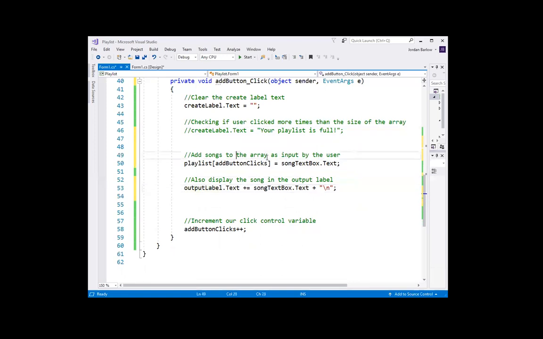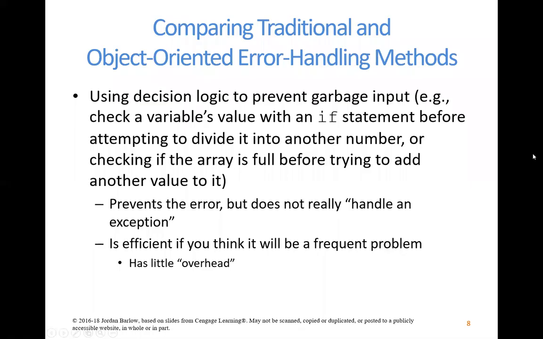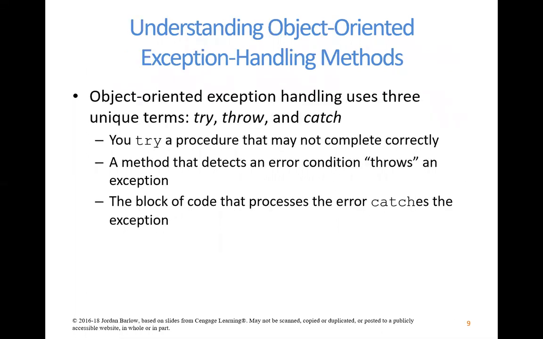Okay, so now we're kind of back to our original code of just adding the songs to the playlist and not handling the exceptions. So now in this version of the code, if the user adds too many songs, they're going to get that red X exception window that we're trying to avoid. So that was a very long way to say that there is the traditional if-else way to handle potential errors, or there is the object-oriented error handling methods, which utilize the terms try, throw, and catch.